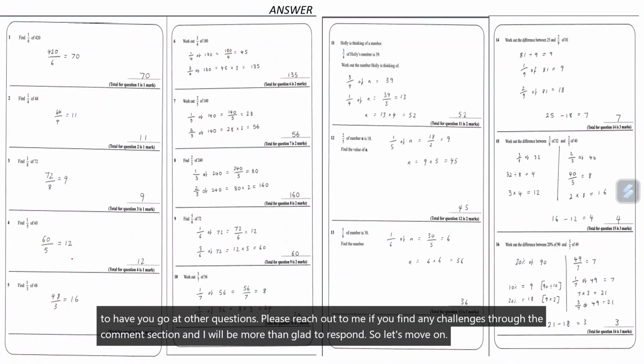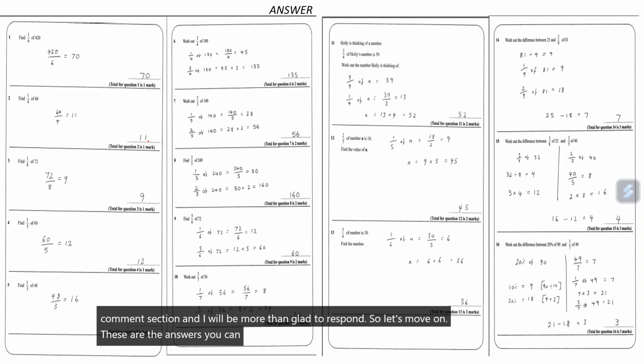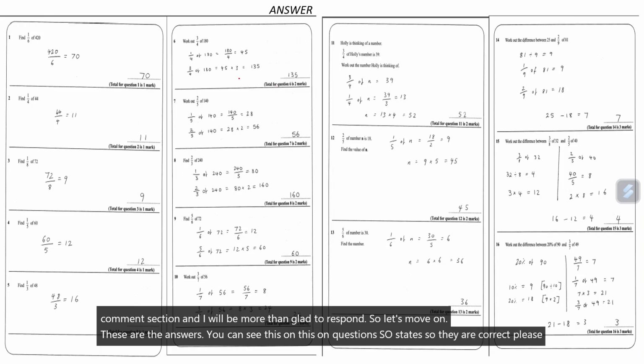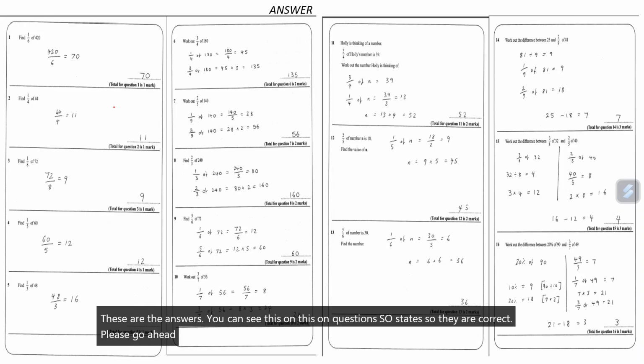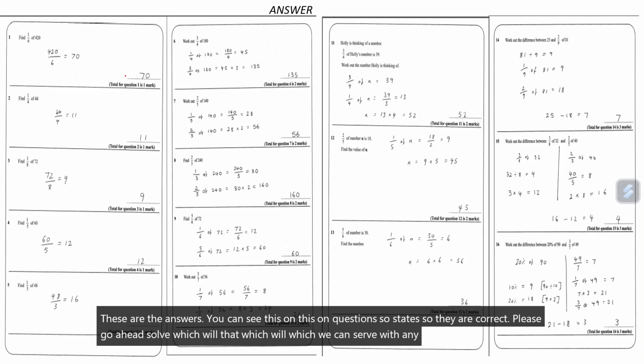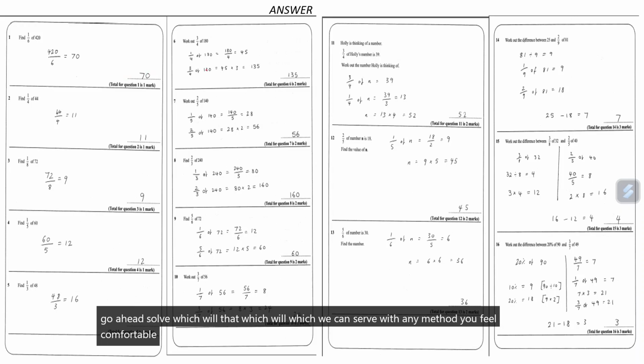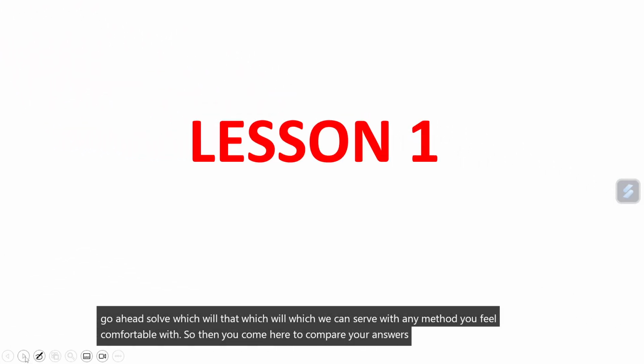These are the answers. You can see these and the questions, so they are correct. Please go ahead and solve, which you can do with any method you feel comfortable with. Then you come here to compare your answers. So let's move on.